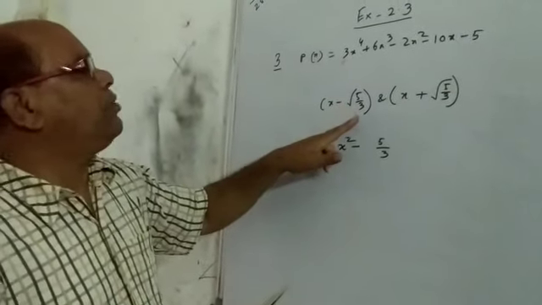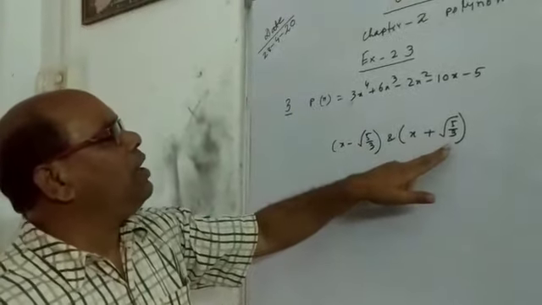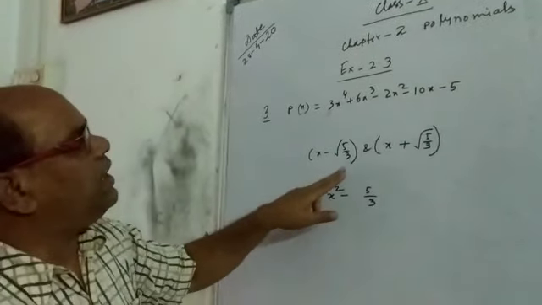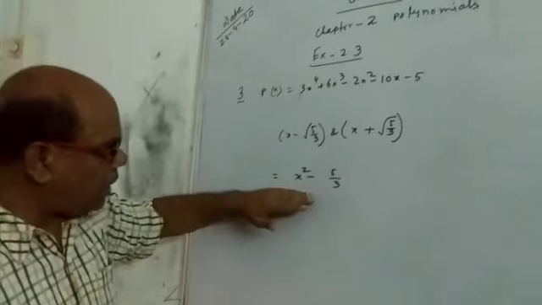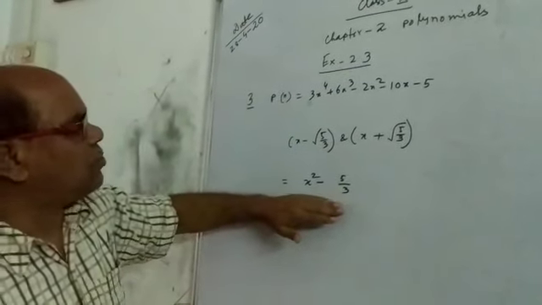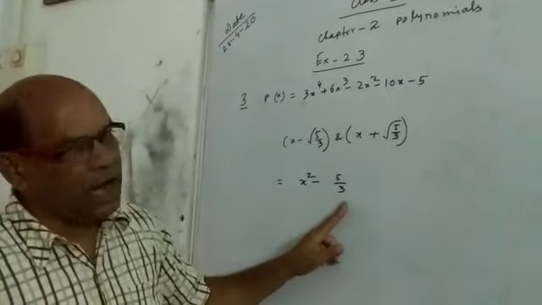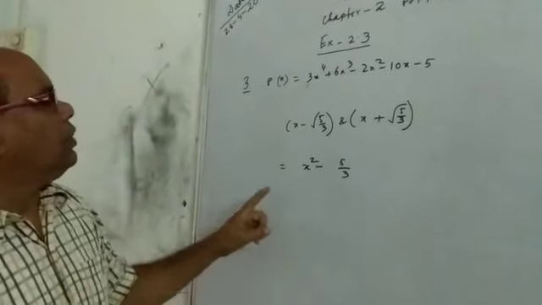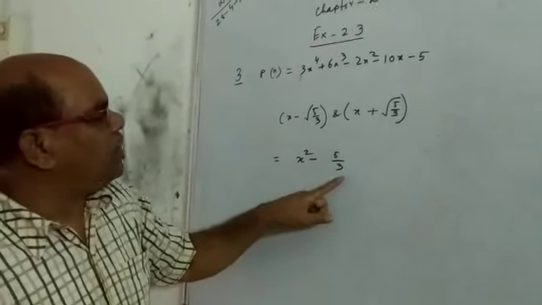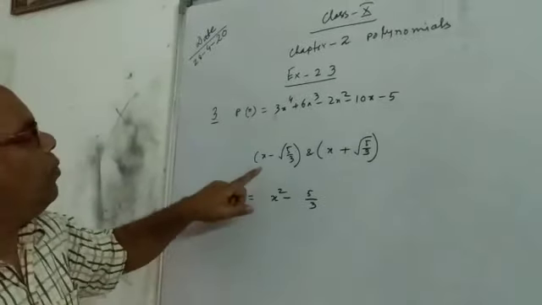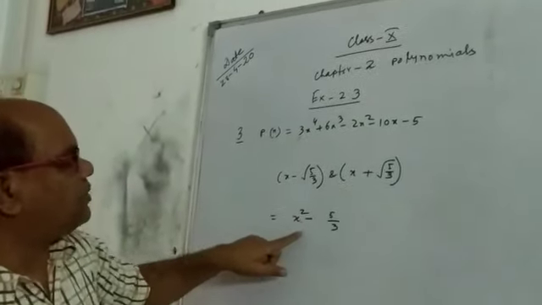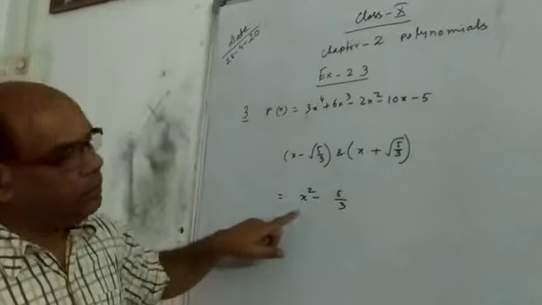So root 5 by 3 and minus root 5 by 3 are the zeros, so these are the factors we have produced. If you see the last class or last video, up to this much we have done. Okay, so now x square minus 5 by 3 is a quadratic term. By the process, now we will divide this polynomial by x square minus 5 by 3.